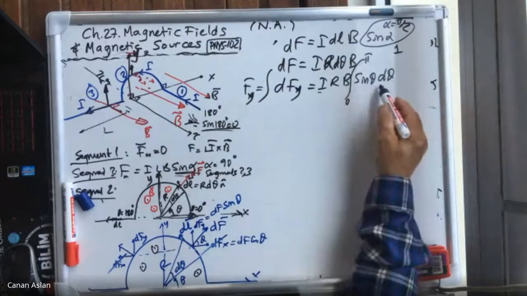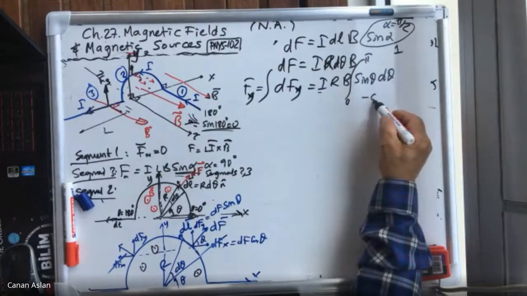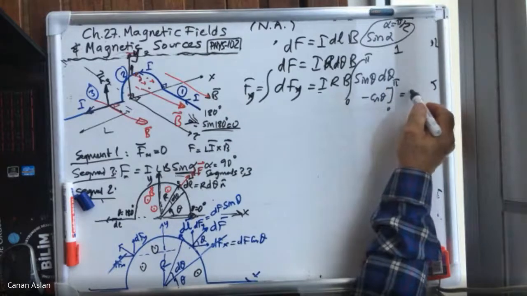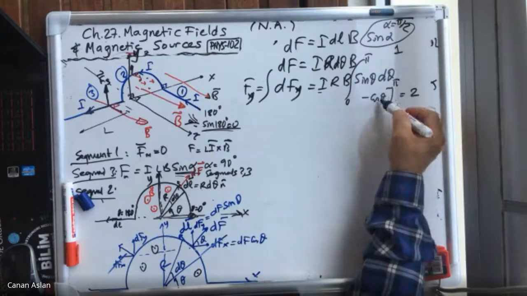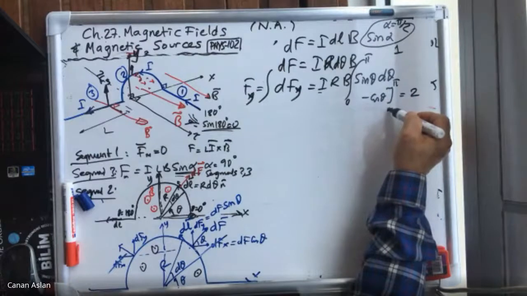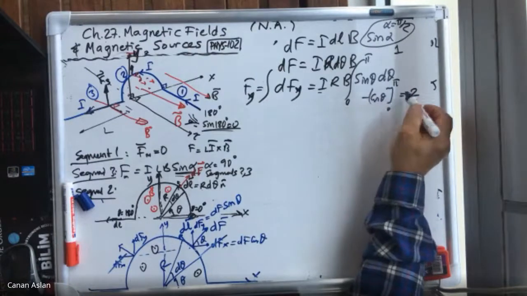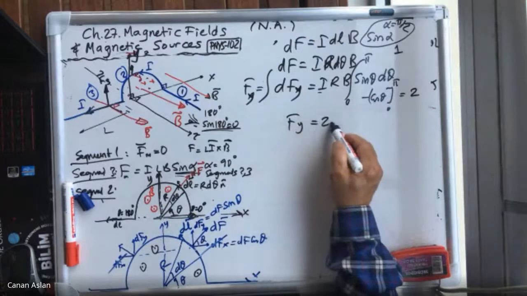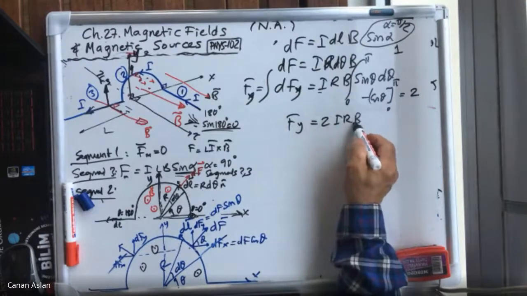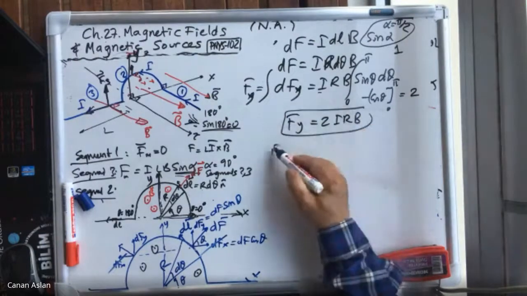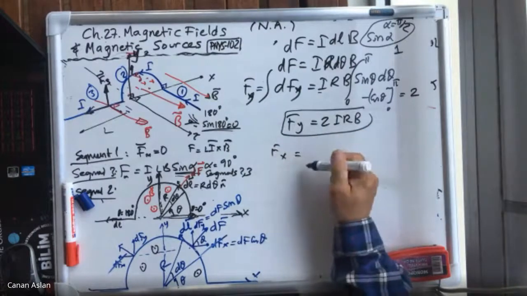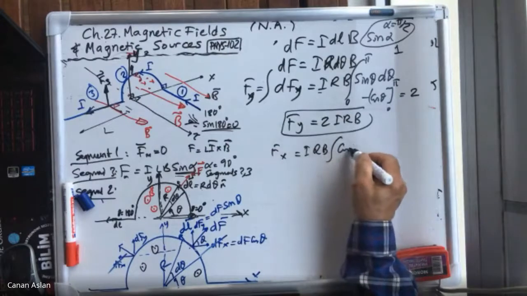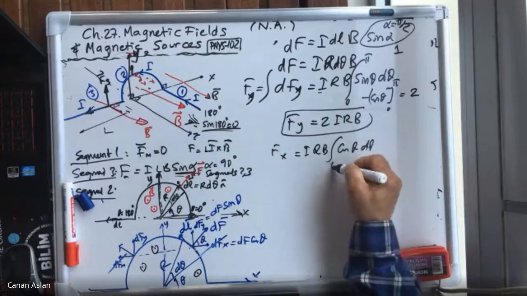And now let's see what we get from 0 to pi. So the integration of sine theta is minus cosine theta. But if you put the limits from 0 to pi, you get exactly 2, plus 2, because cosine pi is minus 1 and cosine 0 is 1, and there is another minus sign which makes it plus 2. So the total force in y direction is 2IRB. So this is it. What about Fx? What is the force in x direction? Again, IRB, but now cosine theta d theta, from 0 to pi.